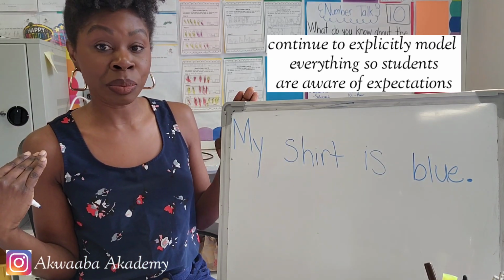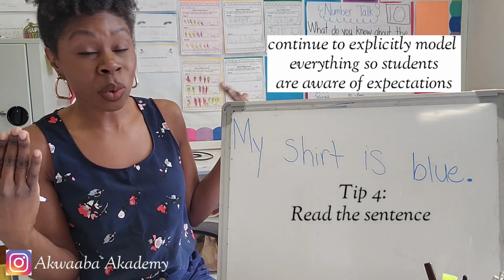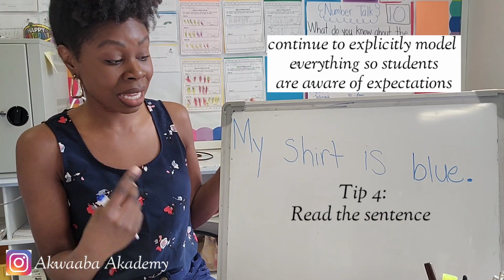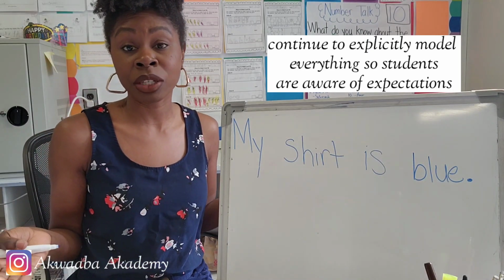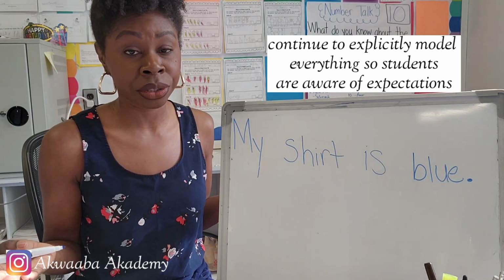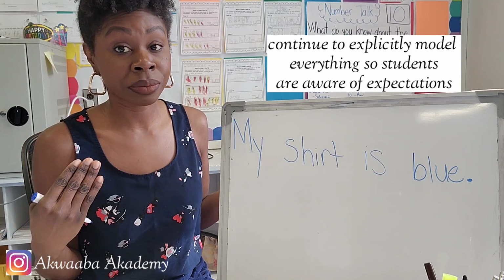And then the last part, which is tip number 4, you want them to go back and read that sentence again. My shirt is blue. And that's pretty much what I do with my kindergartners to teach them how to write a sentence. So those are the 4 steps that I would show my kindergartners how to write a sentence. And as I said at the beginning of this video, those steps or strategies can be applied to your 1st and 2nd graders if you find that they are still struggling with writing sentences.